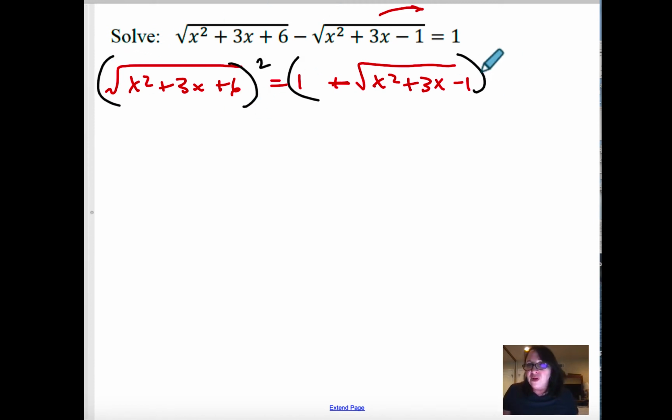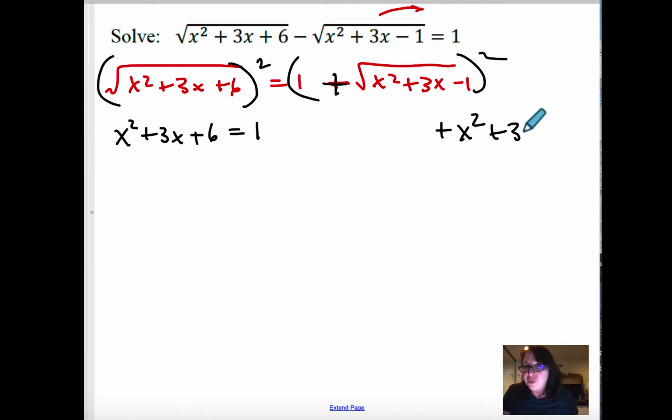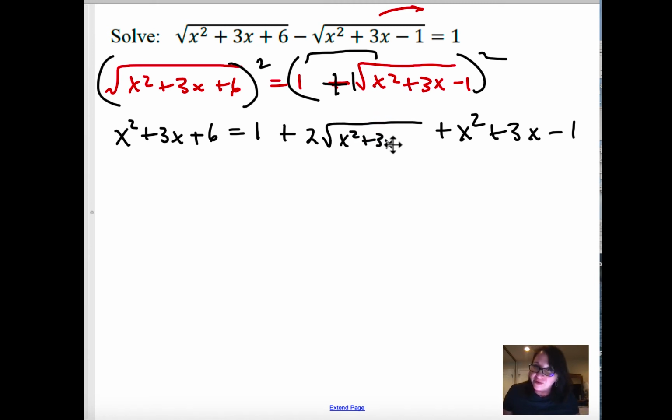When I square both sides, on the left, I get x squared plus 3x plus 6. On the right side, I get 1, and then the last term is just x squared plus 3x minus 1. Now, when I multiply these two terms together using the shortcut, 1 times 1, the ones are the only thing that I'm multiplying, and then I double it. So that's going to be a positive 2 times that root, which is the square root of x squared plus 3x minus 1.